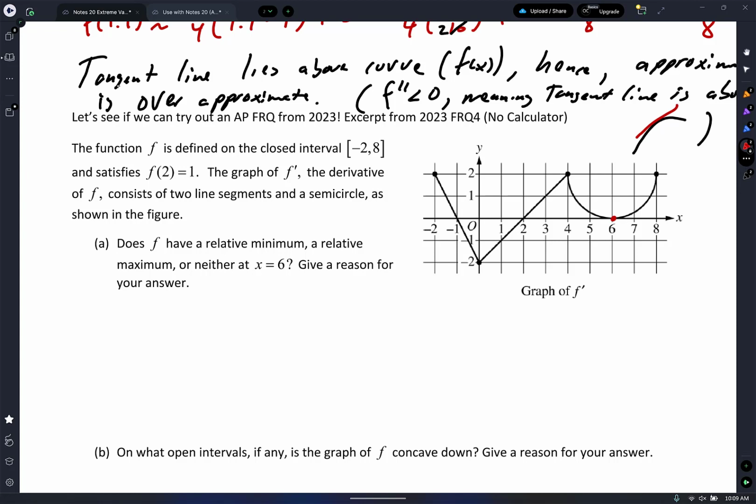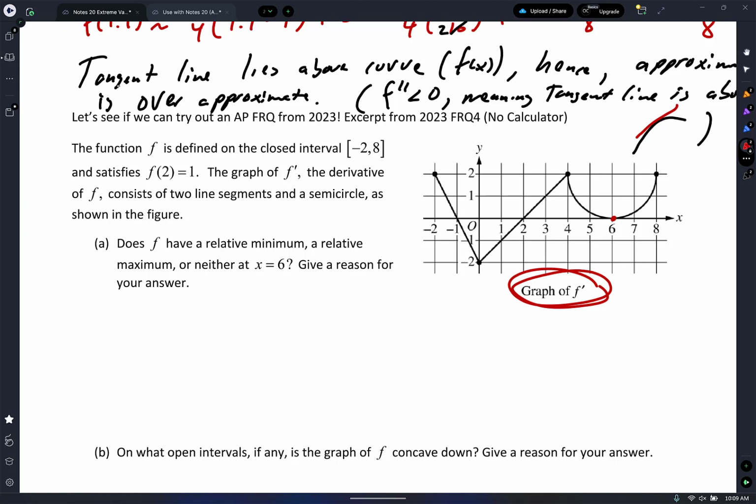Is that a point of inflection? Well, that is a point of inflection on f. Yes, you're right. But we're not there yet. If f prime, the derivative, changes from positive to negative, that's a max. Does that make sense? Does my derivative change signs? No, it goes from positive to positive because I'm above the x-axis. This is f prime. My derivative does not change signs at x equals 6.